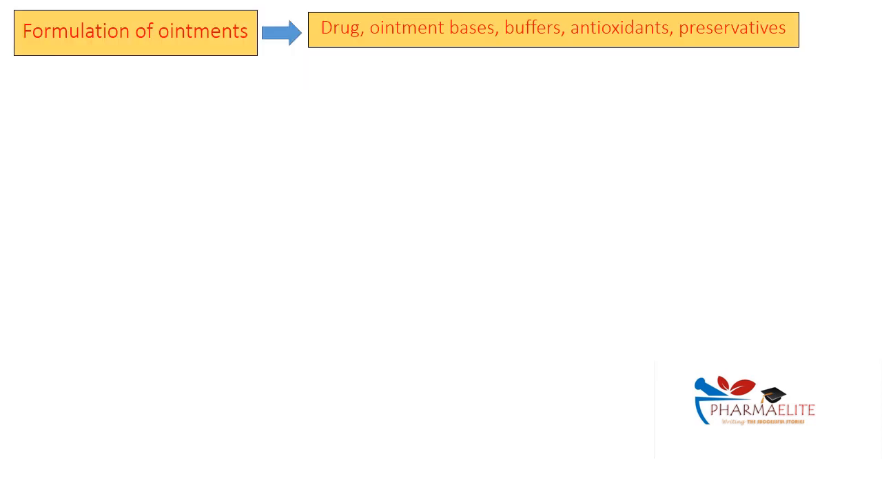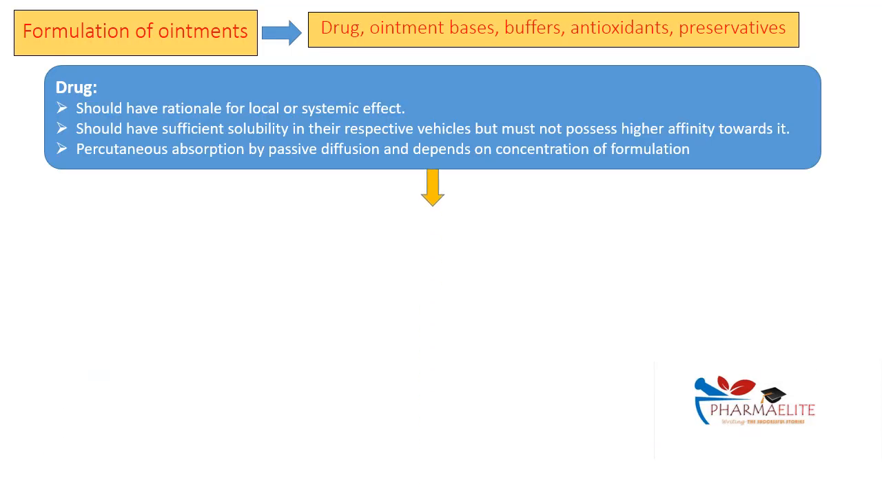So there are limitations. With regards to the formulation of ointment, it basically has a drug, ointment base, buffer, antioxidants, and preservatives. With regards to drug, कुछ specific properties हैं which should be followed. So your drug should have rationale for local or systemic effect. If you have a peptic ulcer, it's very obvious peptic ulcer के लिए आप topically तो कुछ apply नहीं करोगे. You will take a tablet. You will go via oral route. So that's the funda over here as well, that if it is going to be given topically, it should have that rationale.